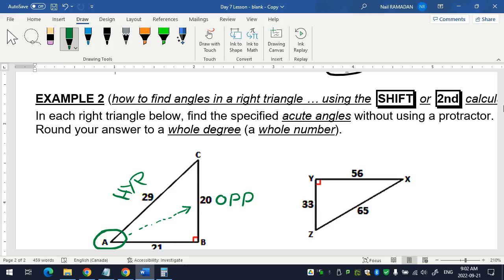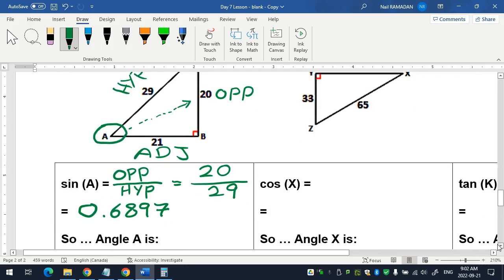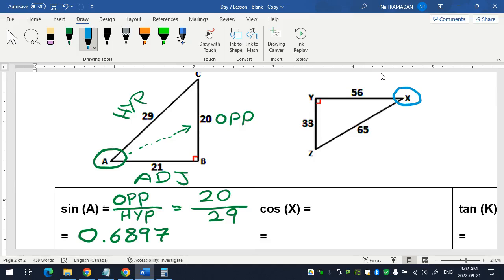Okay. Which angle here am I asking you to find? I'm asking you to find X. So you circle X. All right. Let's circle X. Here it is. Here's X. Let's use a different color. All right. Where is my hypotenuse? Just tell me the number. Don't tell me ZX or 65. It's the biggest number in a right triangle. Hypotenuse.